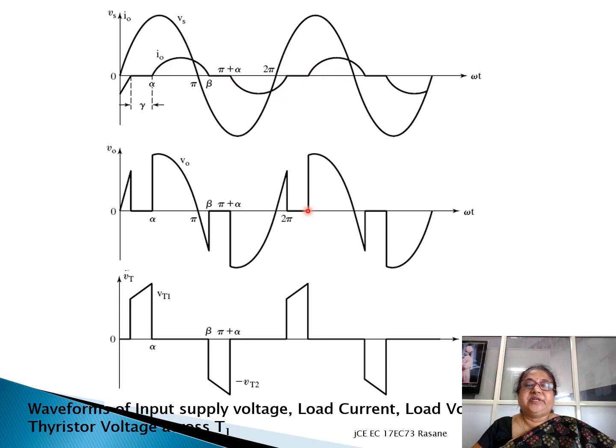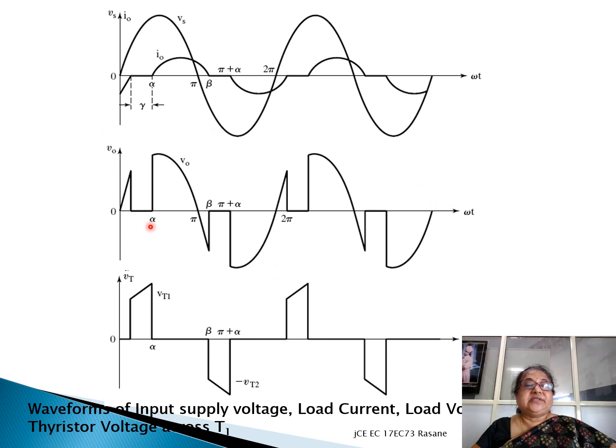Then again from 2 pi till the next firing angle alpha, nobody is going to carry the current. So at this point it will be 0, right? These points are 0, no current through the load. Okay, and again this waveform will repeat for T1 and this waveform will repeat for T2. So this is the output waveform that I am going to get.